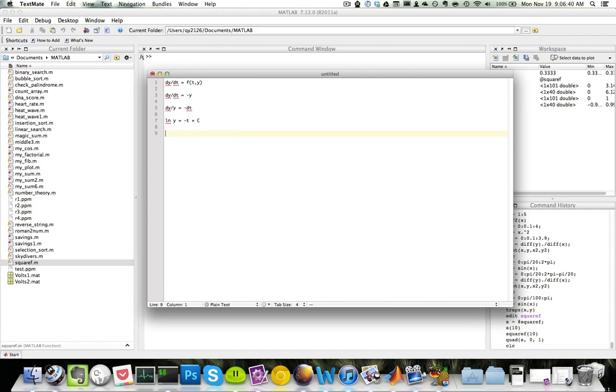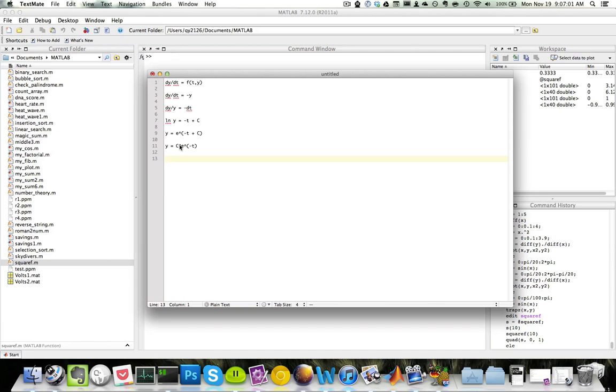Now we can solve for y by taking e to the power of both sides. And we'll have y is equal to e to the power of negative t plus c. We can rewrite the above equation in the form of y is equal to C times e to the negative t.